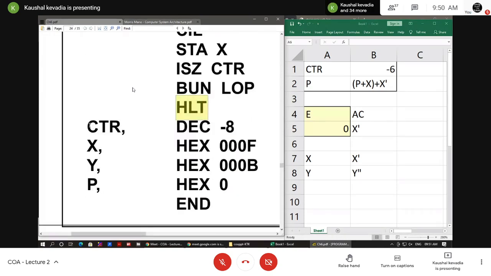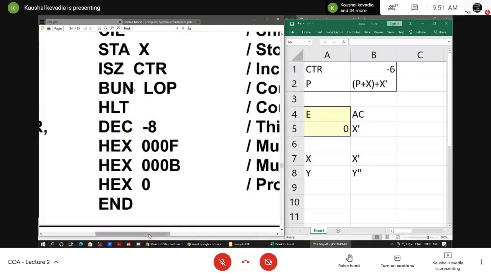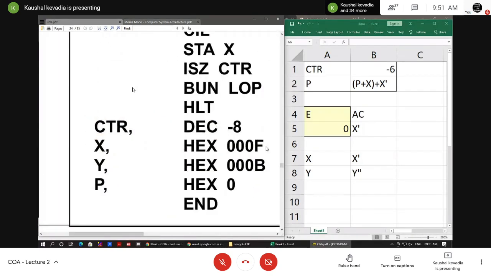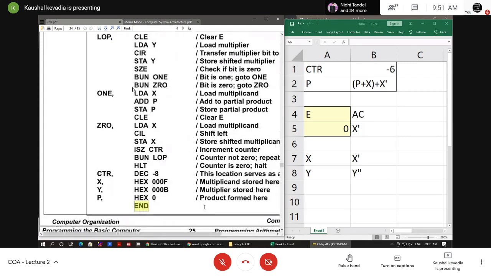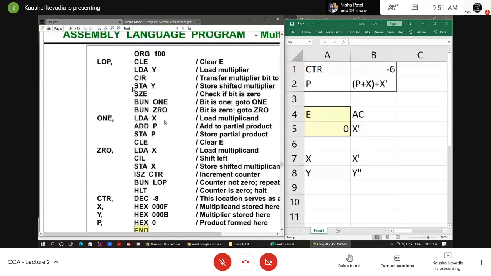Here all the variables are defined, that is this CTR it is equal to -8, then X it is my multiplier, sorry multiplicand, Y it is my multiplier, and the P it is my answer. We can say the P is product or the partial product. Finally we have END. Okay, any doubt in this program? What you have to do that, just try to refer this program, and if you have any doubt we can discuss in the next lecture.